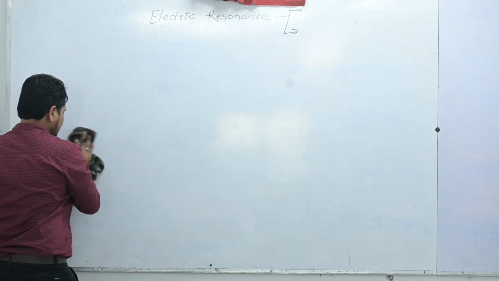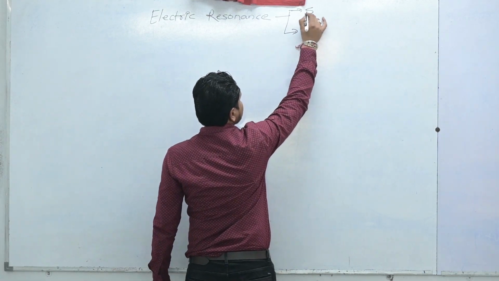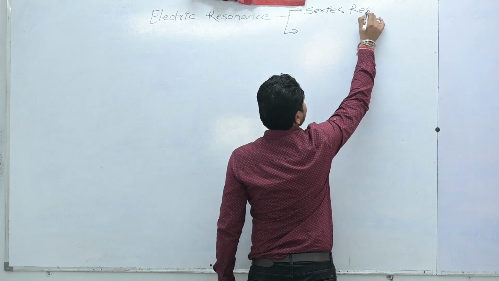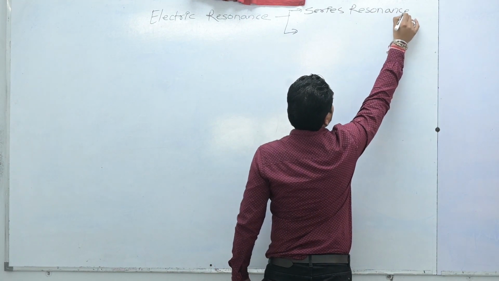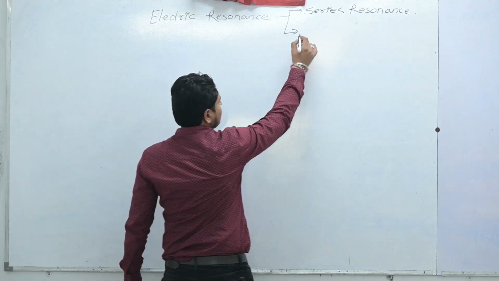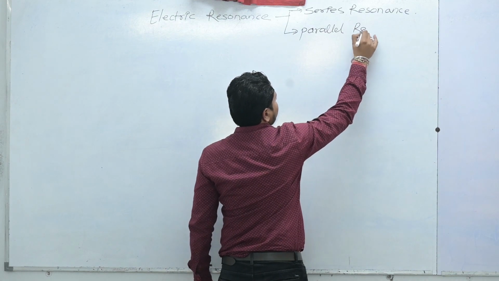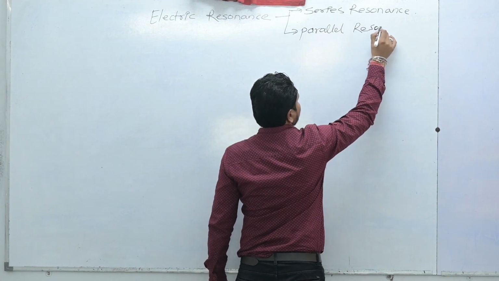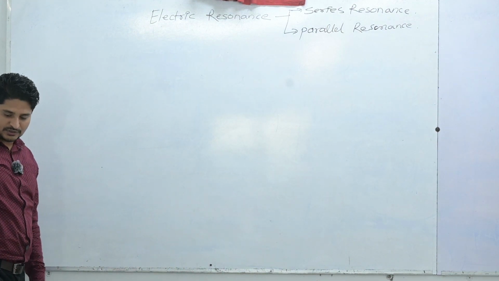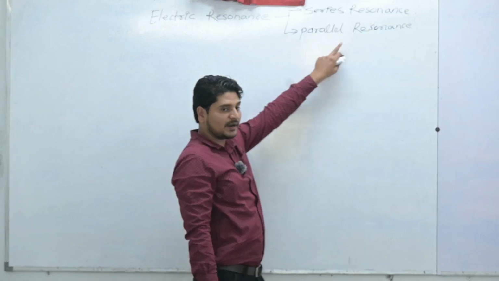The first type of electric resonance is called series resonance. Series resonance is the first type of electric resonance, and the second is parallel resonance. There are two types of electric resonance: series resonance and parallel resonance.